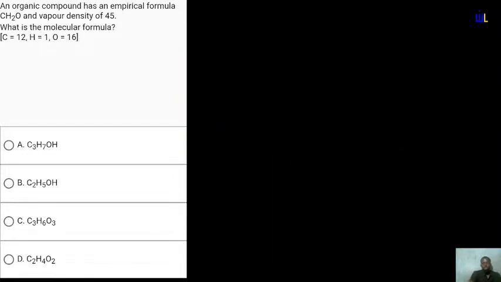Okay, so the question simply says: an organic compound has an empirical formula of CH2O and a vapor density of 45. What is the molecular formula? So you notice in this question, they gave us the empirical formula and said we should find the molecular formula. Very simple. So how do we solve this? I'm going to solve it on the side.